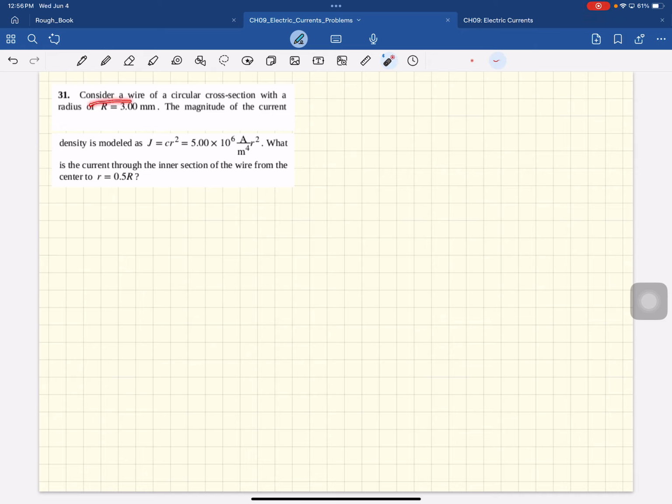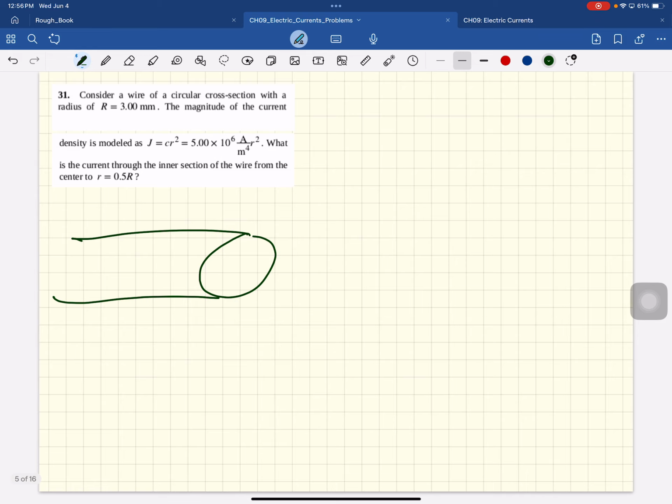So they say consider a wire of circular cross section with a radius of 3 millimeters. The magnitude of the current density is modeled as J equal to C R square. Okay, so C is that 5 million. What is the current through the cross section of the wire from the center to 0.5 R? Okay, so here's the wire, and they tell you the current density goes as R square. So the further out you are, the current density is greater.